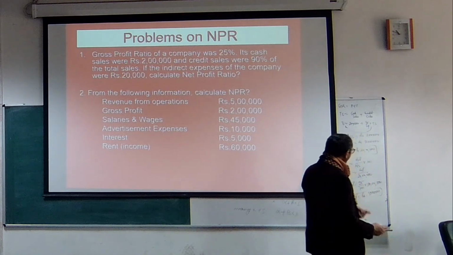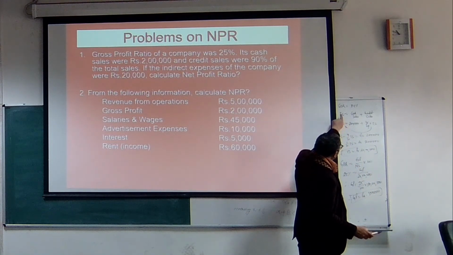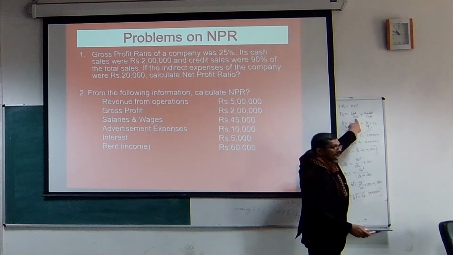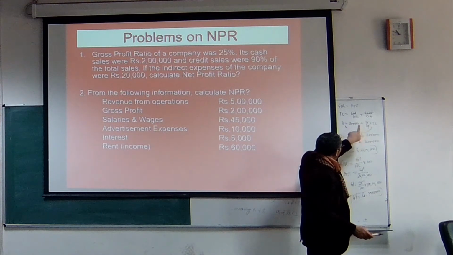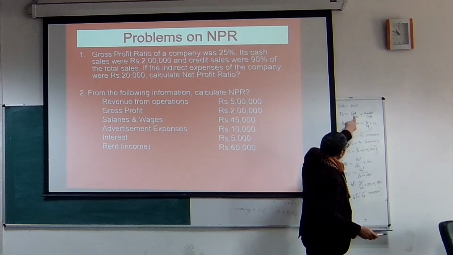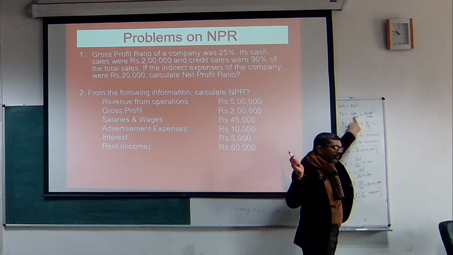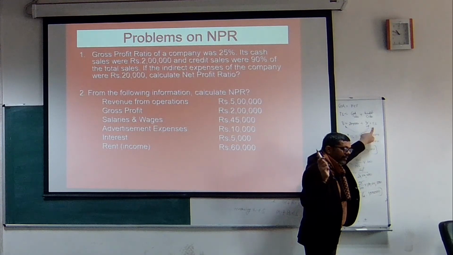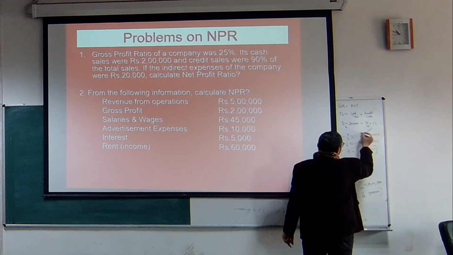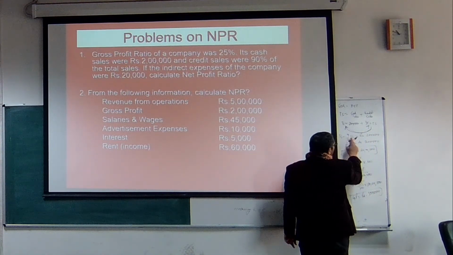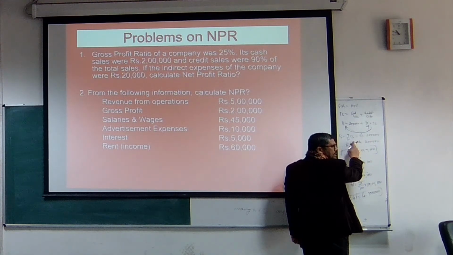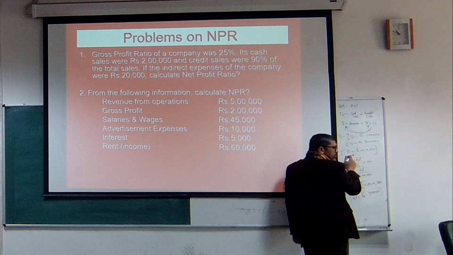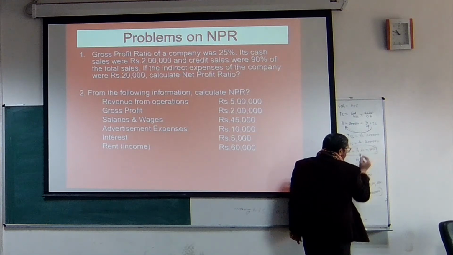What I am trying to say here is, your total sales is cash sale plus credit sale. Total sales is equal to, cash sale is already given, which is 2 lakh, and your credit sale is 90% of total sales, right? What I have done is, I have taken this on this side, TS minus 9 upon 10 TS is equal to 2 lakh. So my total sales has come to 20 lakh.